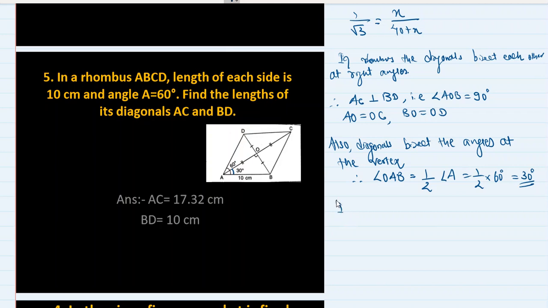Okay, great. So in triangle AOB, in which angle AOB is 90 degrees, we have to relate this side AB, which is the hypotenuse. Let me write: angle AOB is equal to 90 degrees, AB is equal to 10 centimeters, which is the hypotenuse. AO and OB are missing.